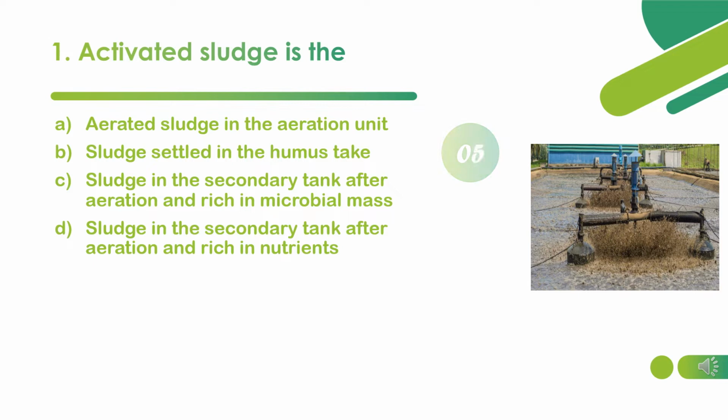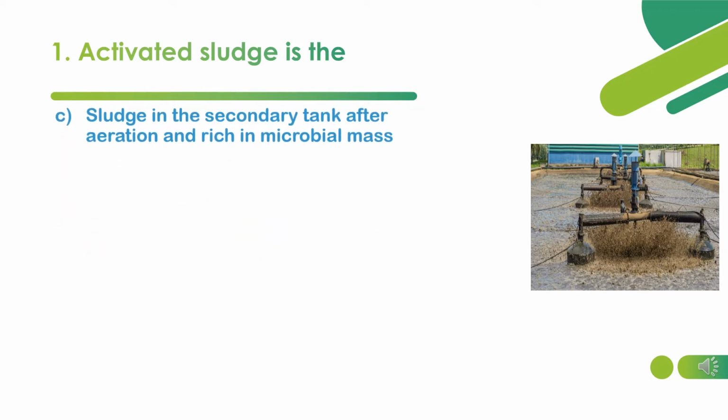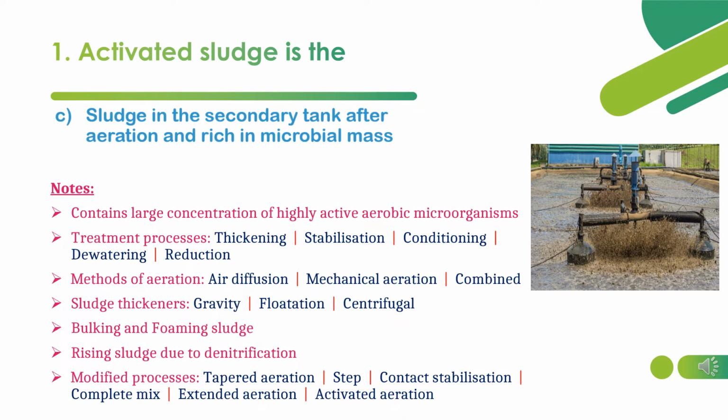So in the ASP treatment we have activated sludge. So activated sludge is nothing but the sludge in the secondary tank. The deposit that is settled in the secondary tank after the aeration process is completed will be called the activated sludge, and that sludge is rich in microbial mass. Now let's see more about it.